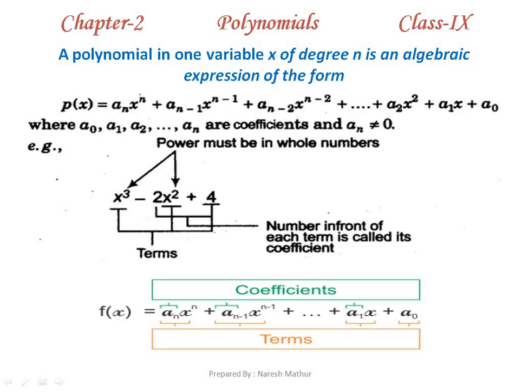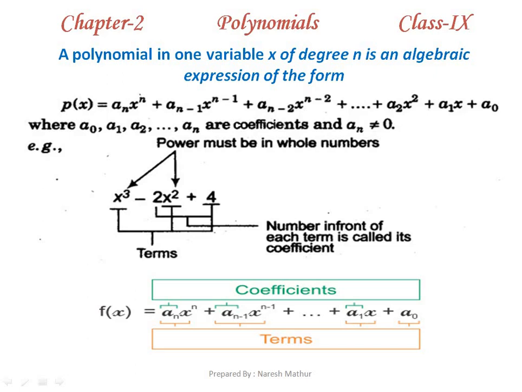Now if we are talking about a polynomial in one variable, that is x, of degree n, then the general form of a polynomial is a_n x^n plus a_(n-1) x^(n-1) up to a_2 x squared plus a_1 x plus a_0, where a_0, a_1, a_2 up to a_n are called coefficients. These are constant numbers. Of course, a_n is not equal to 0, it can't be 0.